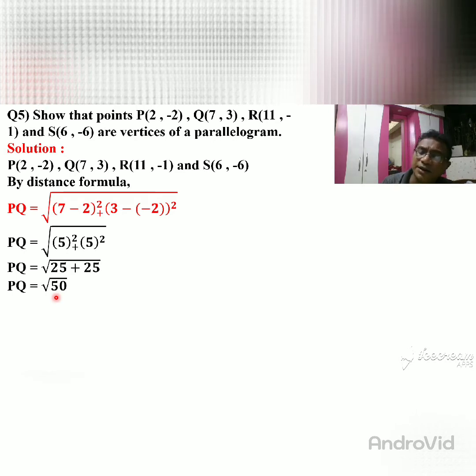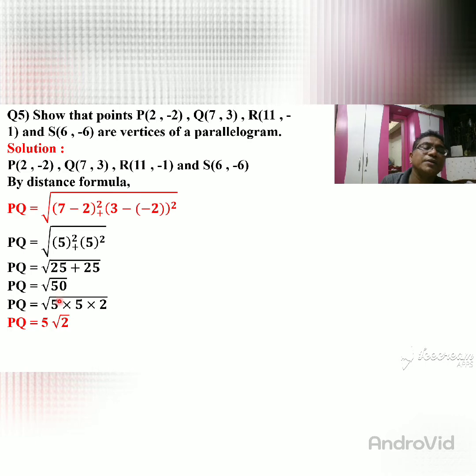So 50 can be factorized as 25 into 2. So 25 2s are 50. Here, 5 into 5 is 25, and 25 2s are 50. So 25 square root is 5. So it is written PQ is equal to root 50. It is not a perfect square number.